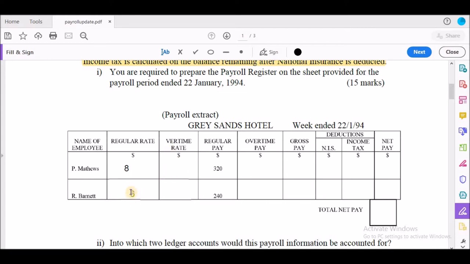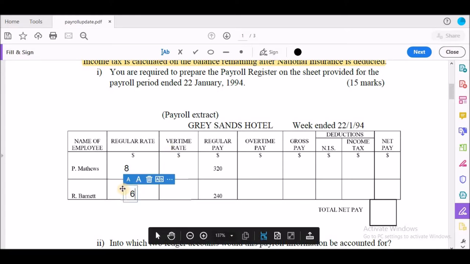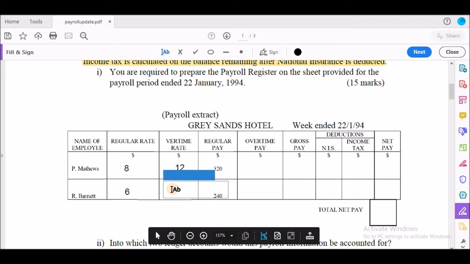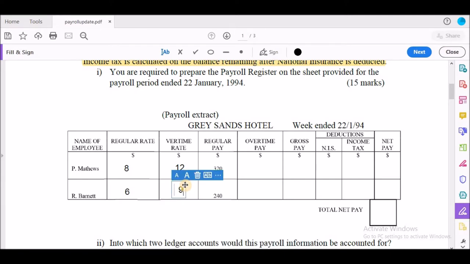Now the overtime rate. They said that overtime is paid at time and a half of the regular rate. So you're going to take the regular rate, multiply it by 1.5, and that will give you how much they're paid per hour. So we have $12 for Matthews: 1 would be 8, half of 8 is 4, 8 plus 4 is 12. And here 1 would be 6, half of 6 would be 3, 6 plus 3 is 9. Take 6 times 1.5 in your calculator, it's going to give you the same figure.